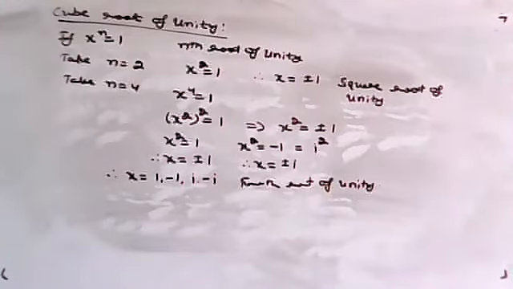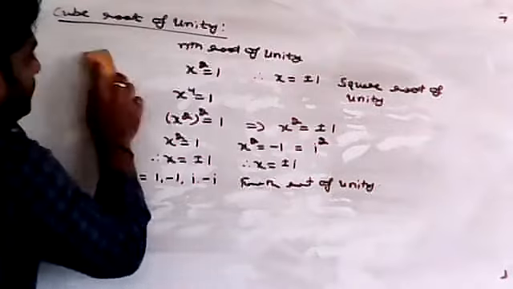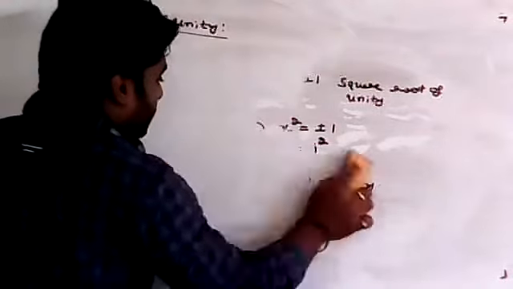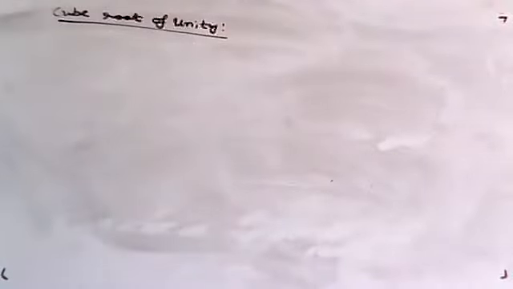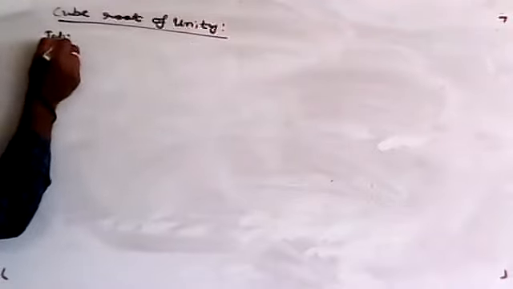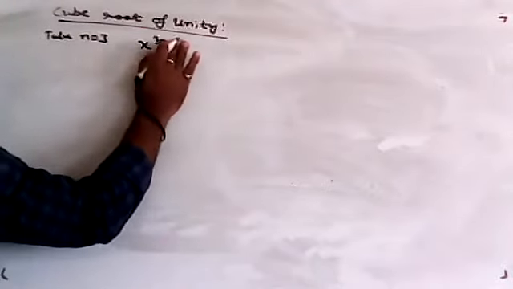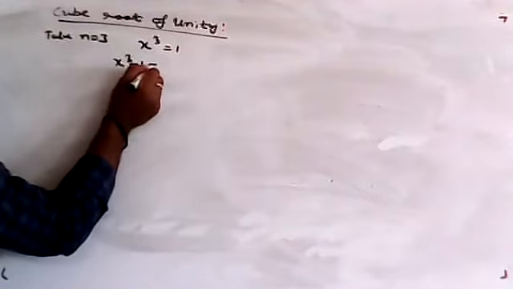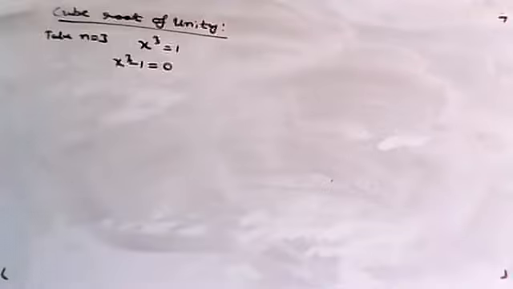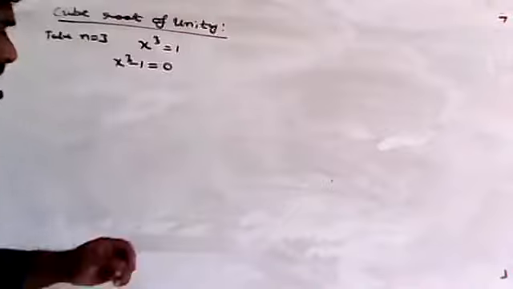Now we move on to the cube root of unity. We have to take n equal to 3 in this. That time x cube is equal to 1. Can we write this as x cube minus 1 equal to 0? Now tell me, this is in the form of what? A cube minus b cube. Correct?